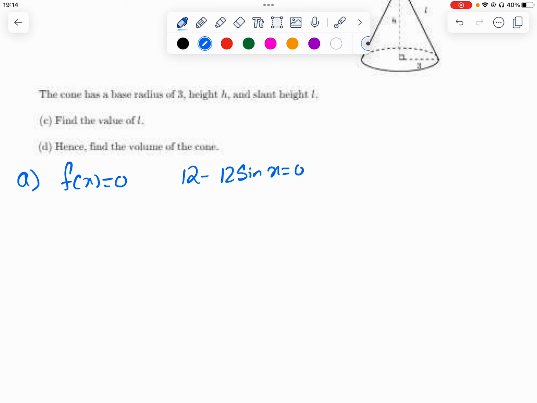This is a non-calculator based question, so you have to do it at sine x equals 1. When will sine x equal 1? At 90 degrees, that is pi by 2. Then again, 90 plus 2 pi, what does it become? 5 pi by 2. So one full circle later, pi by 2 and 5 pi by 2. So this is A and this is B.